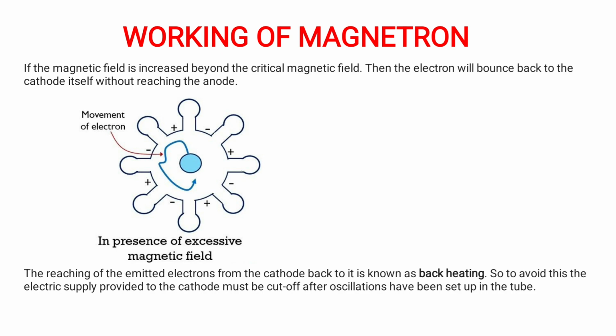The return of the emitted electrons from the cathode back to it is known as back heating. To avoid this, the electric supply provided to the cathode must be cut off after oscillations have been set up in the tube.